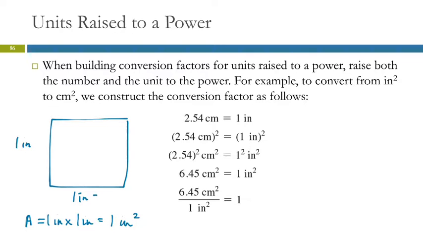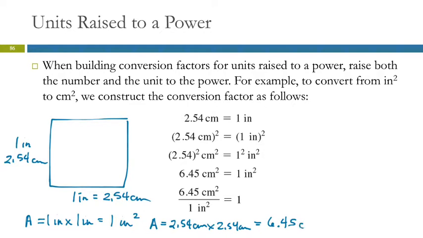Well, what if I measure this in centimeters instead? That side is 2.54 centimeters. And this side is 2.54 centimeters. What's the area in centimeters? Well, it's the length times the width, right? So the area equals 2.54 centimeters times 2.54 centimeters. Well, that equals 6.45 square centimeters.